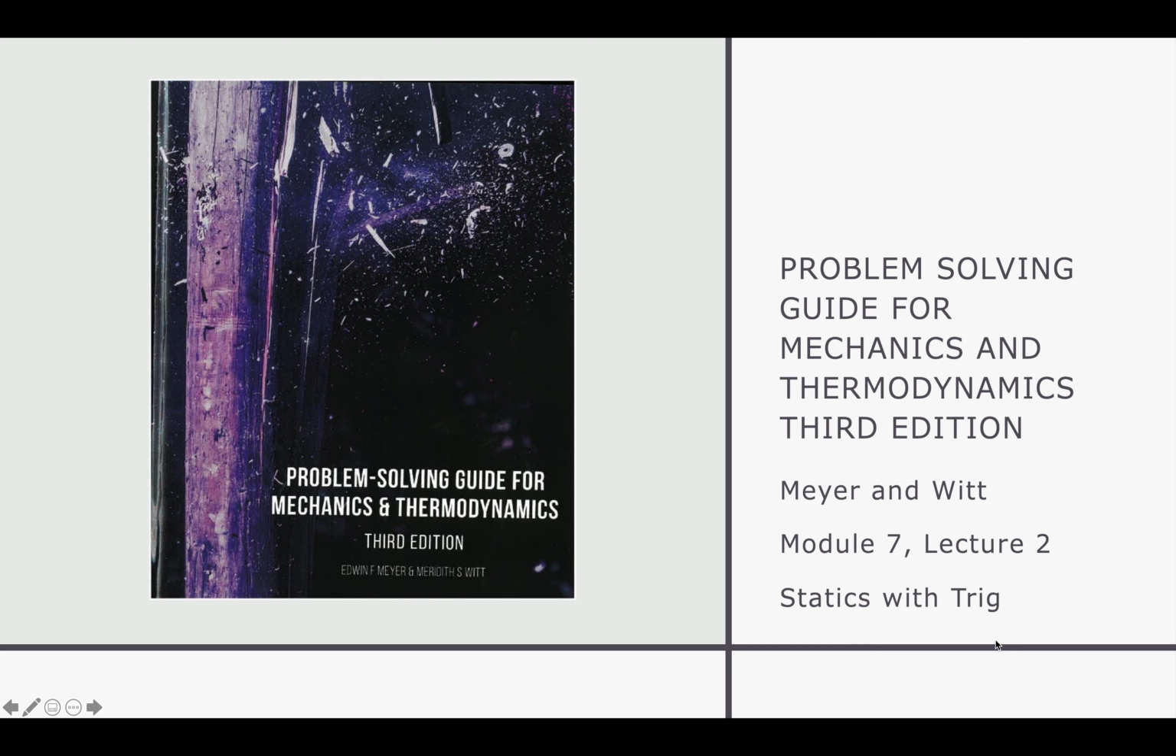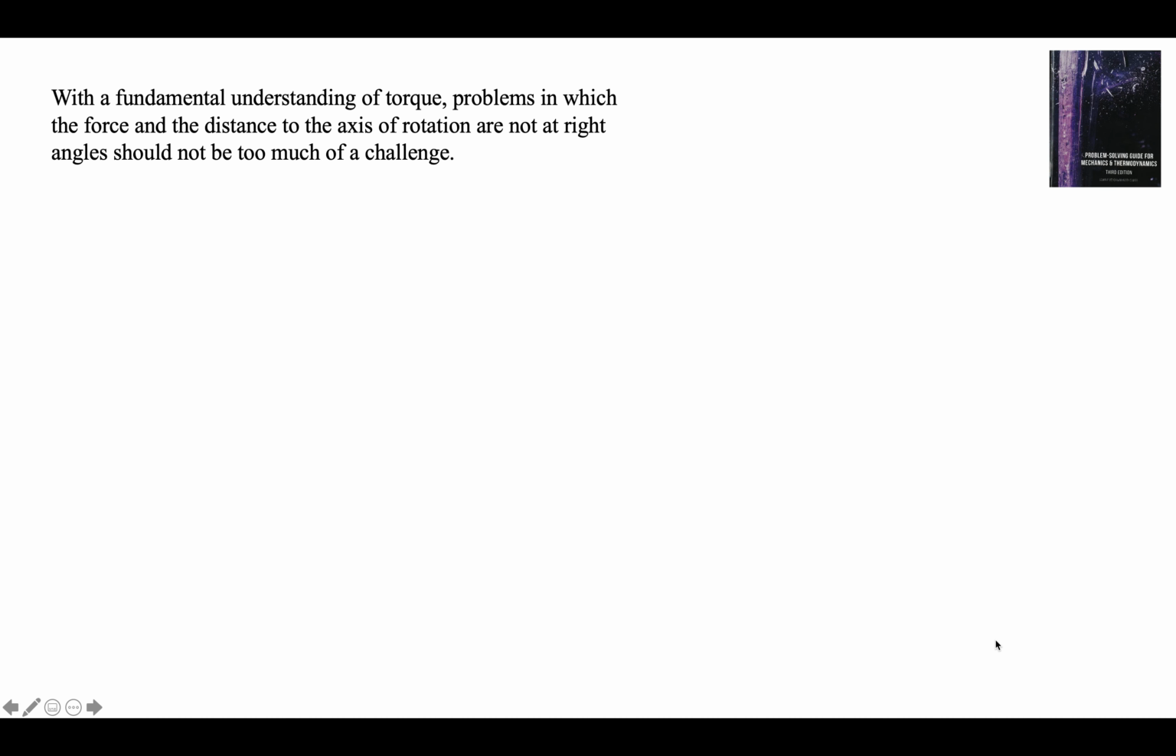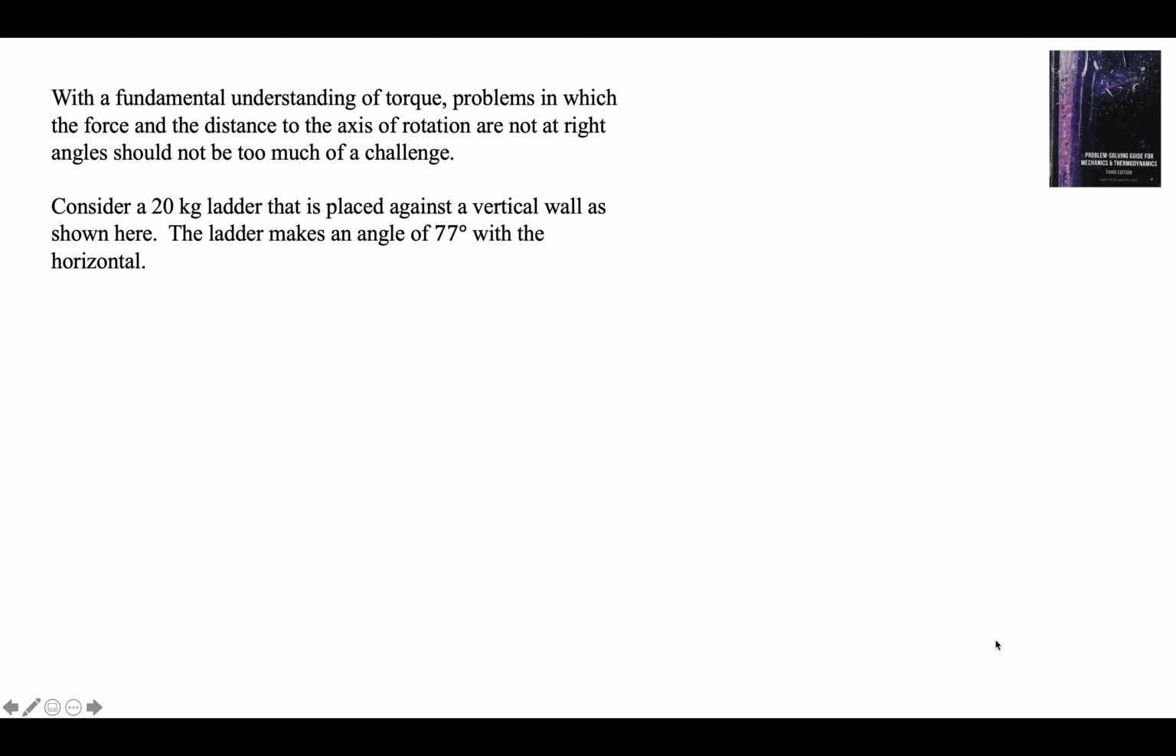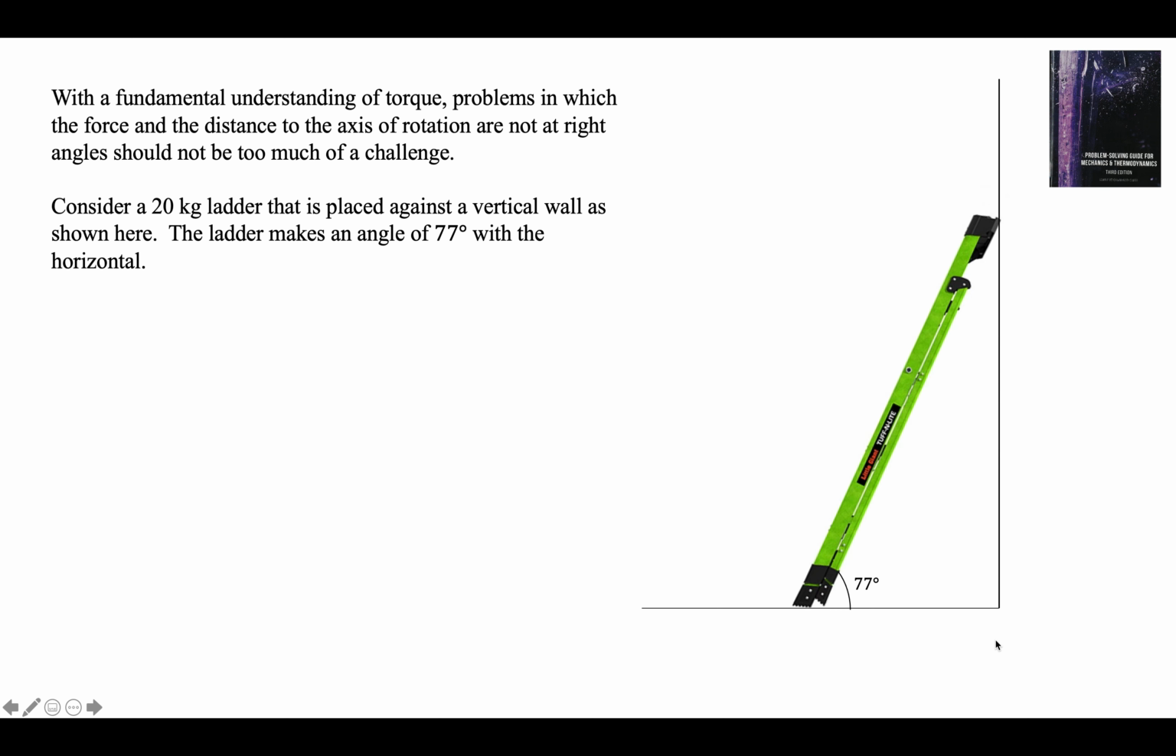This is Lecture 2 from Module 7 in the book Problem Solving Guide for Mechanics and Thermodynamics, Statics with Trigonometry. You should have a fundamental understanding of torque by now. So problems in which the force and distance are not at right angles should not be too much of a challenge. So let's consider a 20 kilogram ladder placed against a vertical wall. The ladder makes an angle of 77 degrees with the horizontal.